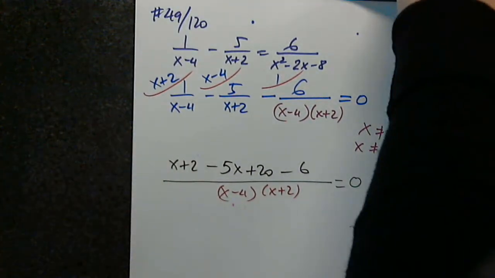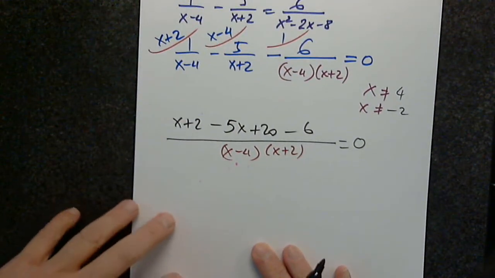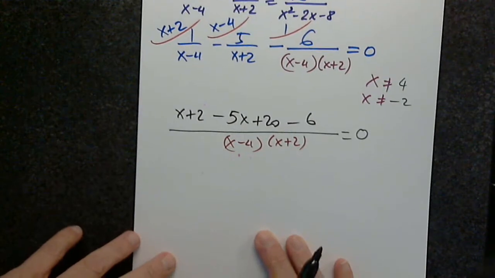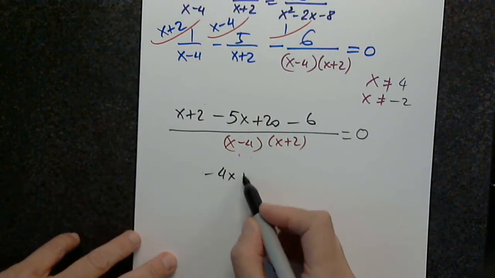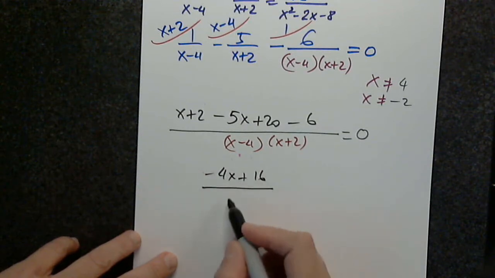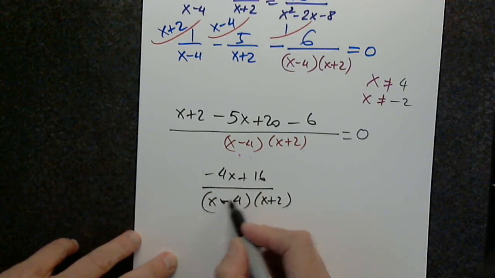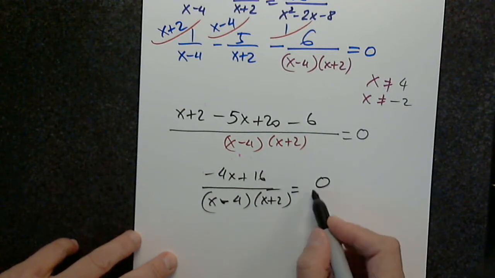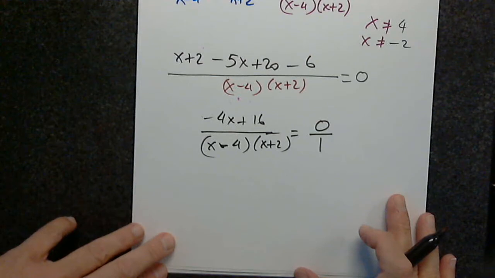Excellent. What is the next step? Good. So let's combine the top. Negative 4x plus 16. Very good. Divided by x minus 4 and x plus 2 equals 0 over 1. So please cross multiply.